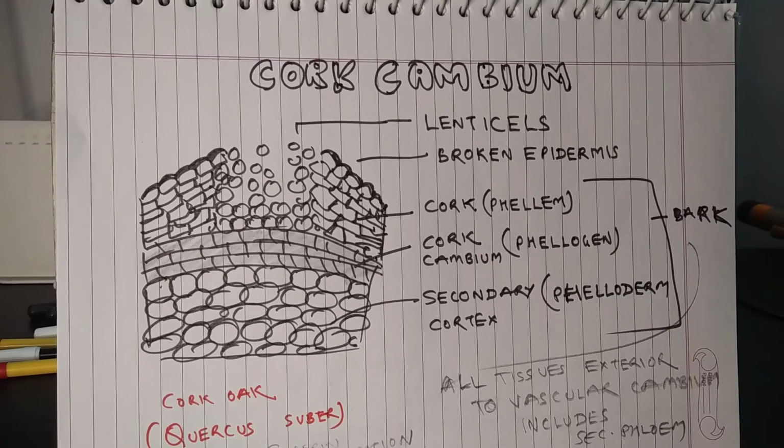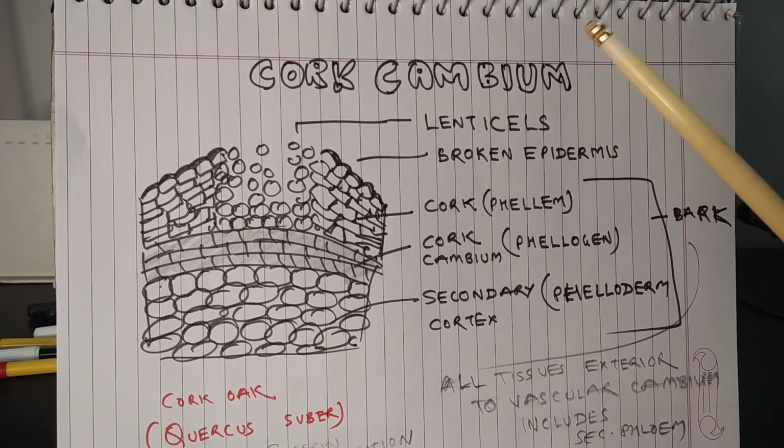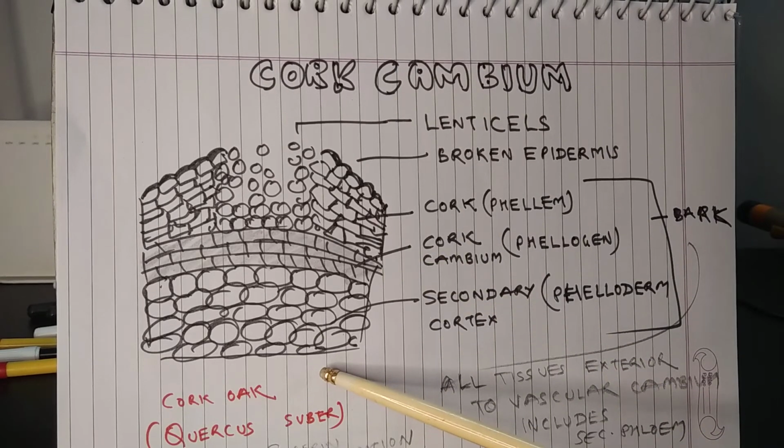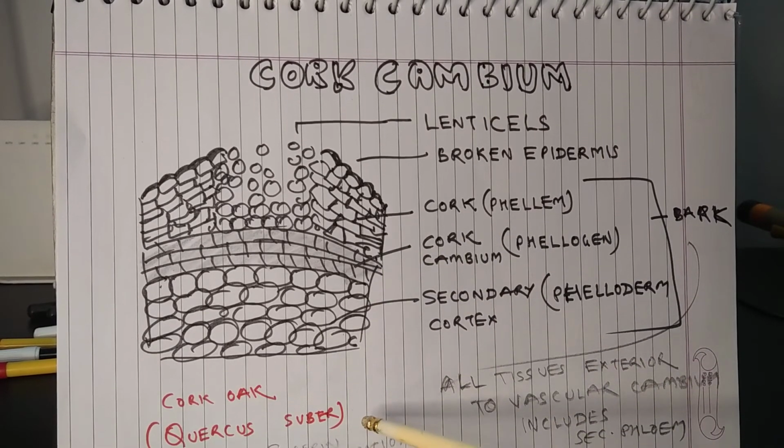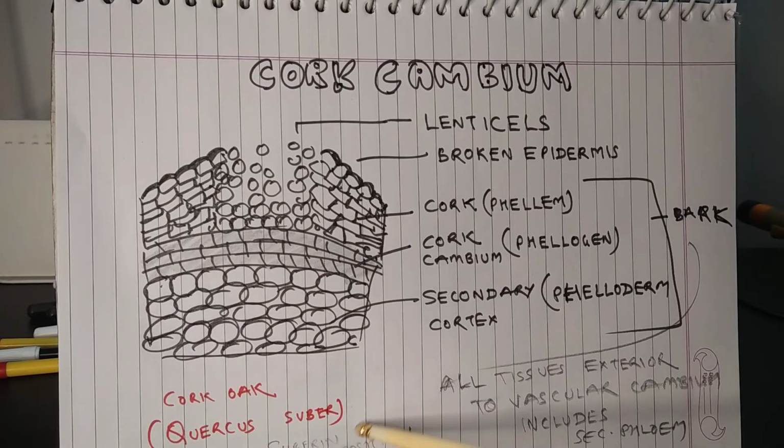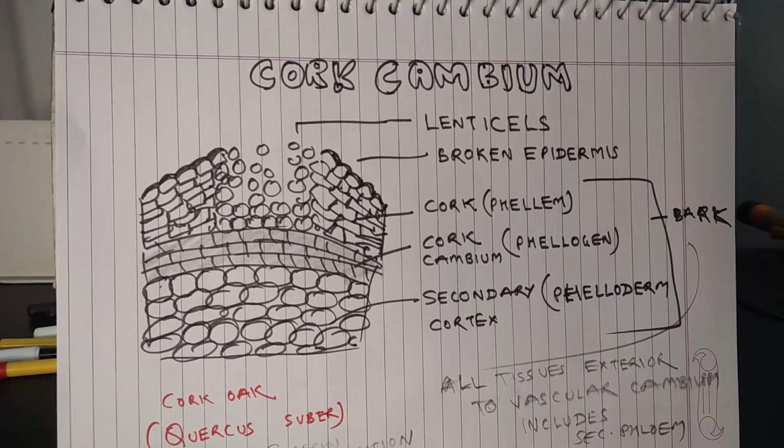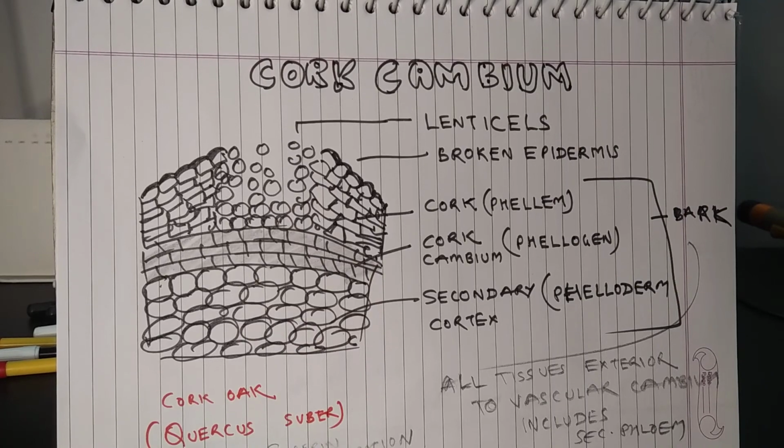Now, the commercial cork is made from a particular plant, and that plant is called cork oak. The biological name of cork oak is Quercus suber, and this suber has come from suberin. That's all for this lesson.